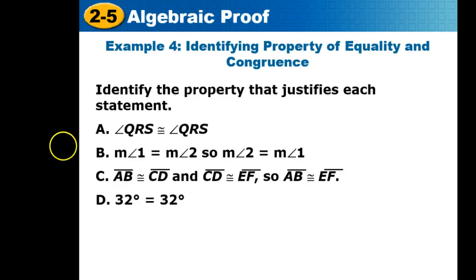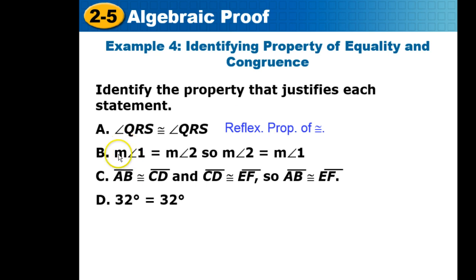If I just say that angle QRS is itself, remember, it looked in the mirror, saw its reflection, we call it reflexive property. Then you decide what is the symbol between them, and since it's congruent, we say reflexive property of congruence. You will get points taken off if you put reflexive property only, or if you put reflexive property of equality.